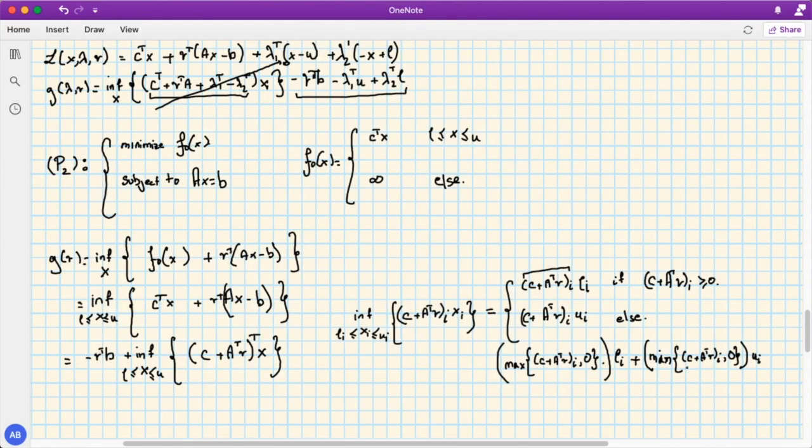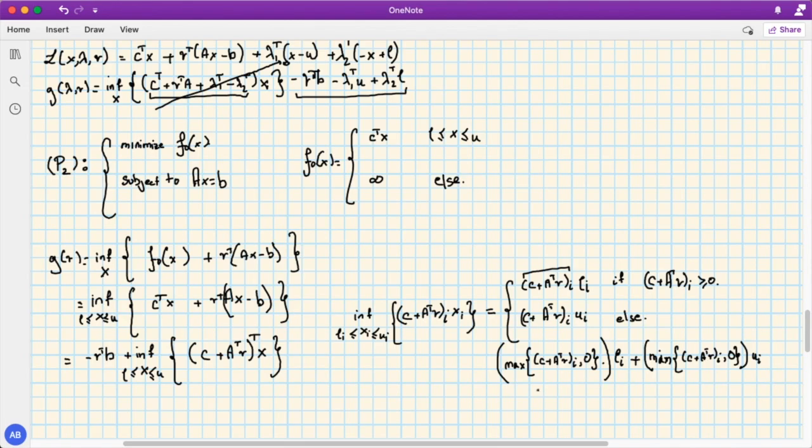So now, if this term is negative, then we're going to choose this term. And what happens to this term? Since this term is negative, then what is the max? It's 0, and hence this term is gone. We're left with this guy. And when c plus A transpose nu_i is positive, then this term is chosen. And what happens to this term? Since it's positive, then what is the min between c plus A transpose nu_i and 0? It's 0, and hence this term is gone.